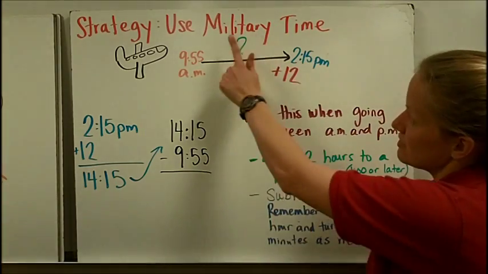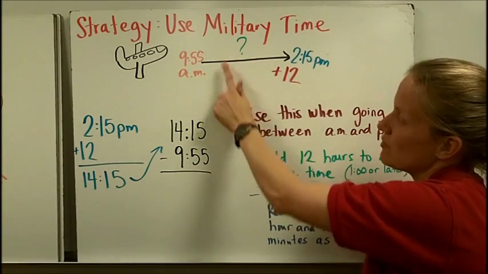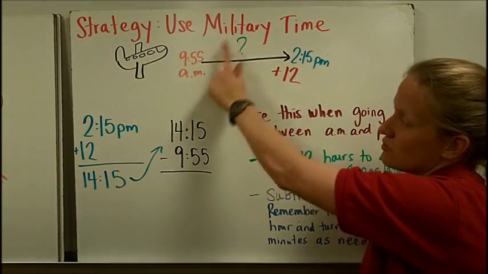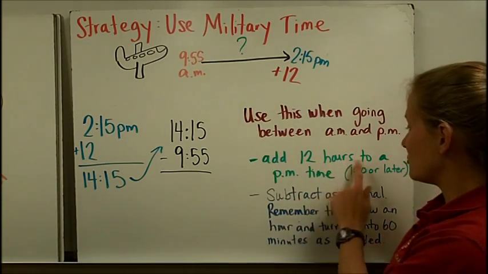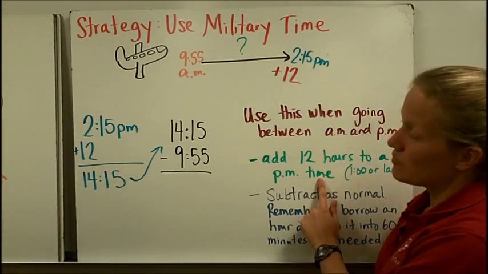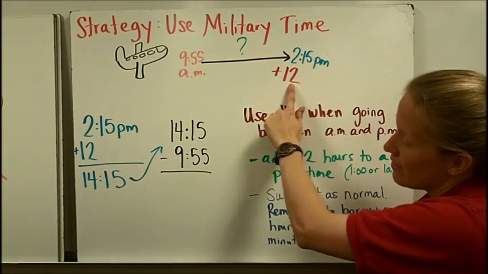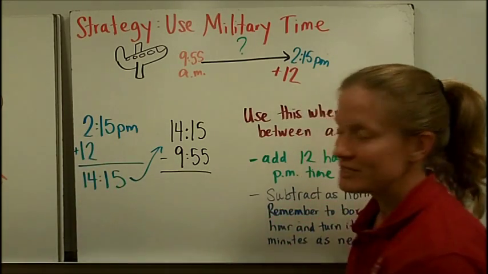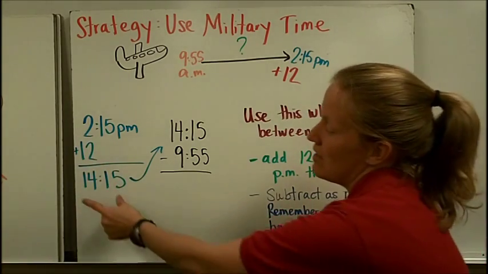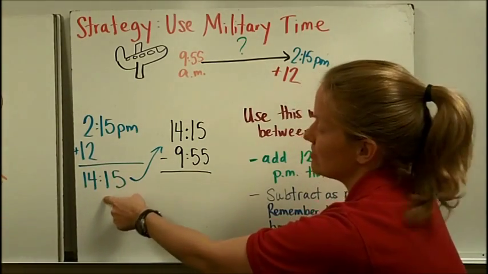So I can use this military time strategy when I'm going between a.m. and p.m. Remember that 12 noon is here, and we're switching over from a.m. to p.m. So my first step is going to be to add 12 hours to the p.m. time. So I have 2:15 p.m. If I add 12 hours to that, here I'm doing this problem here, I got 14:15 as the time. Then I said this is what 2:15 is in military time.